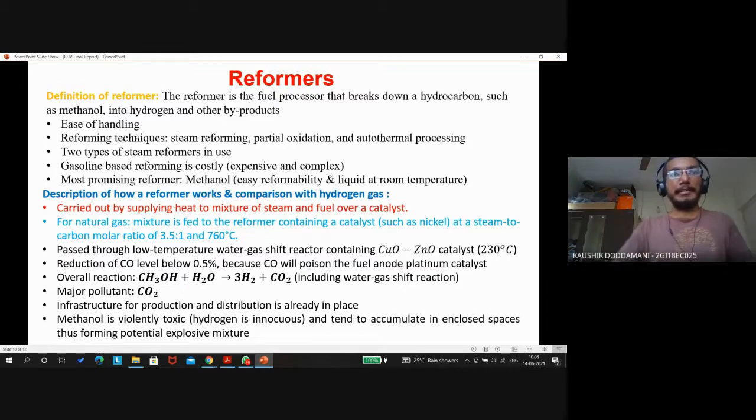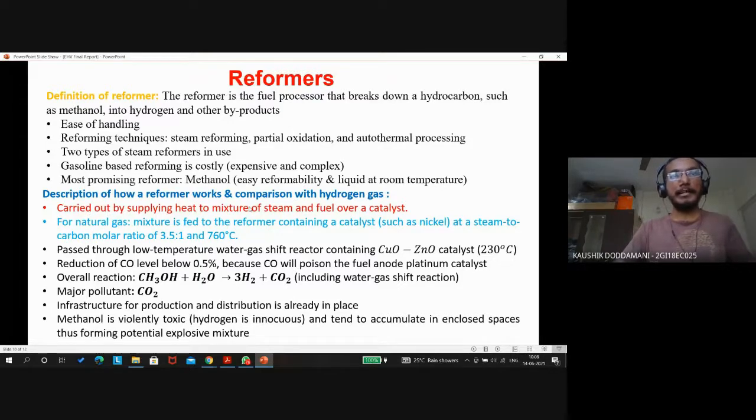The reforming techniques are steam reforming, partial oxidation, and autothermal processing. There are two types of steam reformers in use: one with respect to methanol, and one with respect to natural gas. Gasoline-based reforming is costly because it is expensive and complex. The most promising reformer is methanol because of its easy reformability and because it is liquid at room temperature. This is a short description of reformers, and we'll discuss how a reformer works, and also compare it with hydrogen gas. I have two points.